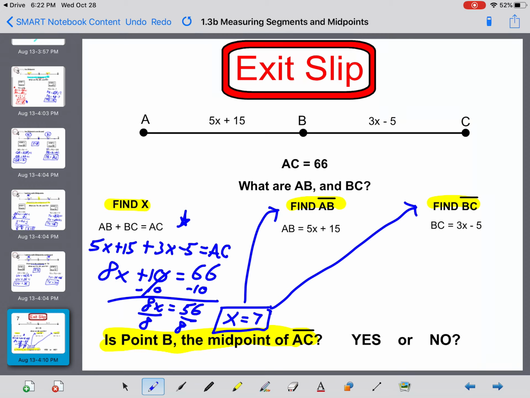If point B is the midpoint, that means that AB is congruent to BC. So you're going to determine that by solving these. All right, show me your work. Tell me whether or not they are congruent, and if they are, the answer is yes. If they are not, the answer is no.